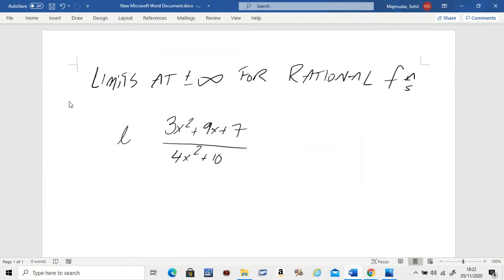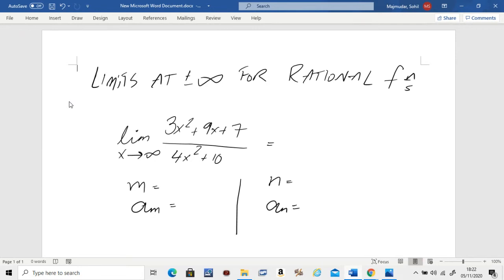And the question is to find the limit as x approaches infinity for this function. What you should do is find the degree of the top, let's call it m, and find the degree of the bottom, let's call it n. Find the leading coefficient of the top and find the leading coefficient of the bottom.